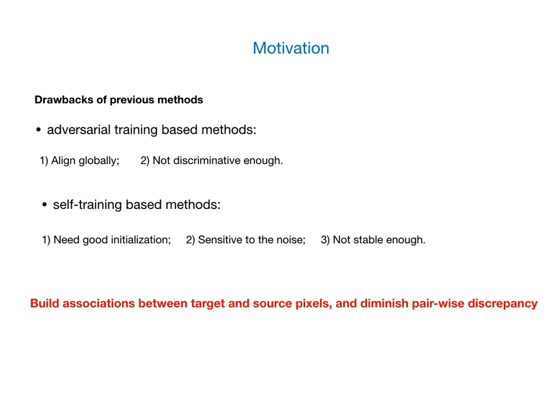So here we focus on the domain discrepancy minimization methods, which aim to learn discriminative and domain invariant features. Our method is orthogonal to the self-training method and can be combined to further improve the performance. So at a high level, we try to build associations between target and source pixel pairs, and then we diminish pairwise discrepancy rather than align globally like adversarial training-based methods.